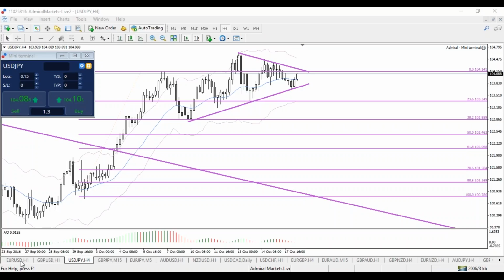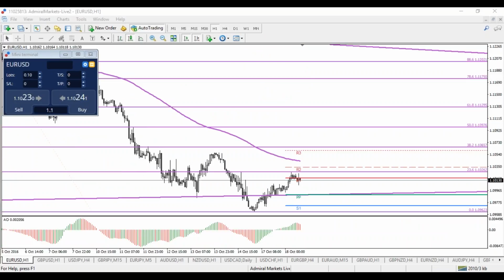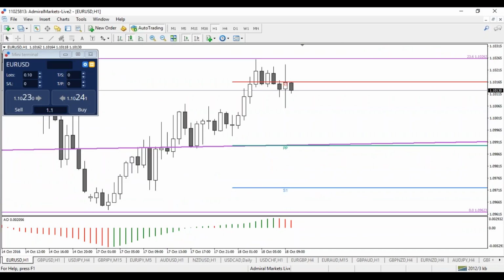Regarding the euro dollar, yeah, there is a bit of a wick, indeed. And it seems like a failure here to push further. It's not a strong bearish candle, but it is the fifth candle with the wick. So it seems like we're not getting a break of this top. Seems like the move up and it failed, indeed.